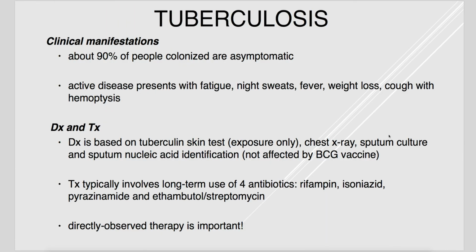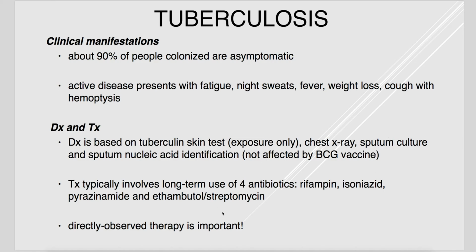So clinical manifestations: most people are asymptomatic, but if somebody has active disease, things like night sweats, swollen lymph nodes, weight loss, fatigue, fever, and cough, and this cough is typically productive with bloody sputum, which is hemoptysis.